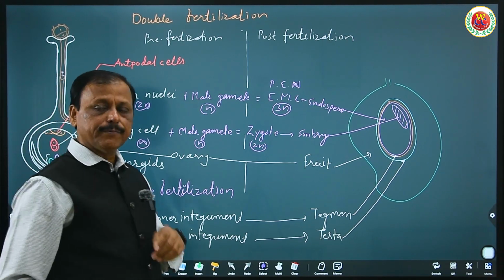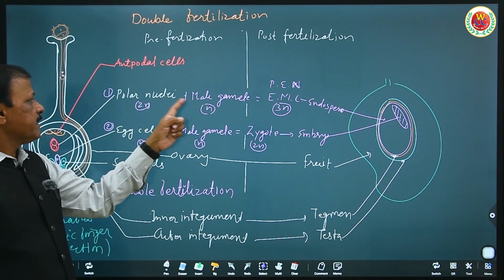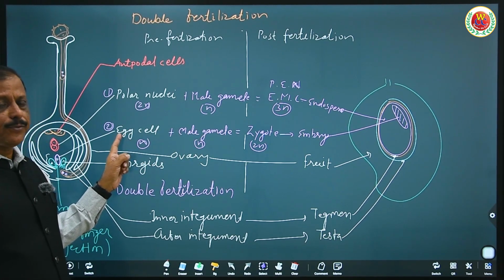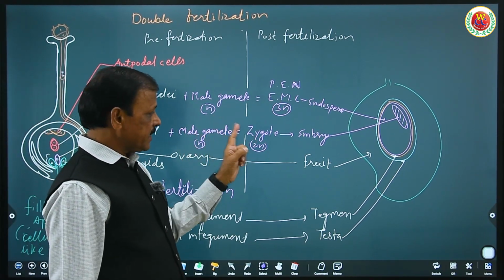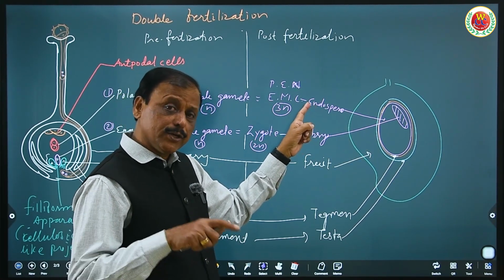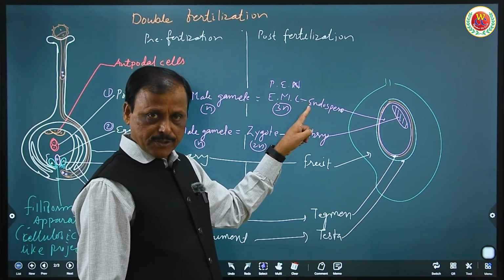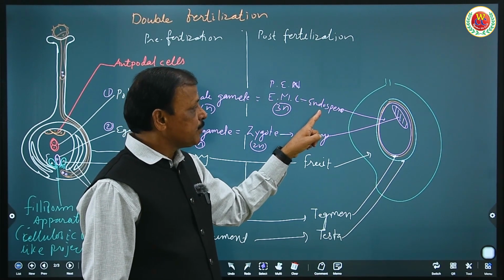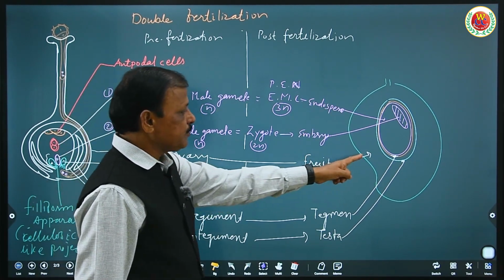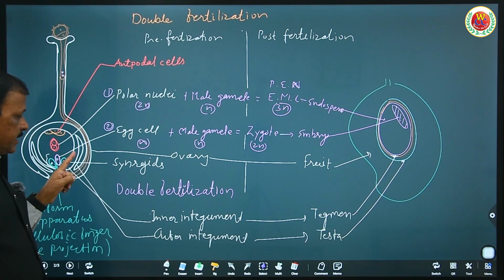Once again, double fertilization is the two-time fertilization, that is, one male gamete fuses with the polar nuclei to form the endosperm mother cell, and another male gamete fuses with the egg cell to form the zygote. That zygote further develops into the embryo. The endosperm mother cell either remains as endosperm in monocot, that is called endospermic seed, or is used to develop cotyledon with development of the embryo, that is in dicot seed, and the ovary turns into fruit. The outer and inner integument of the ovule becomes seed.